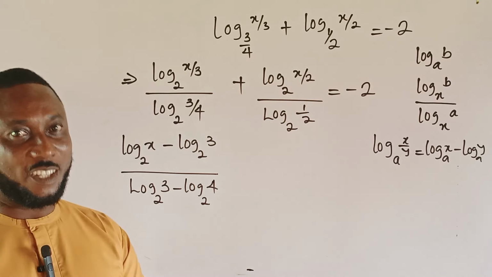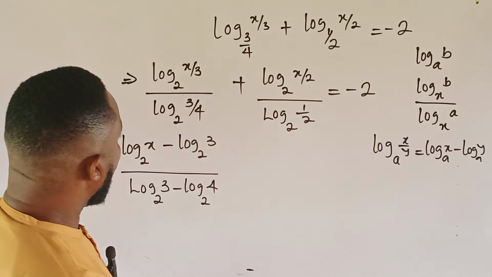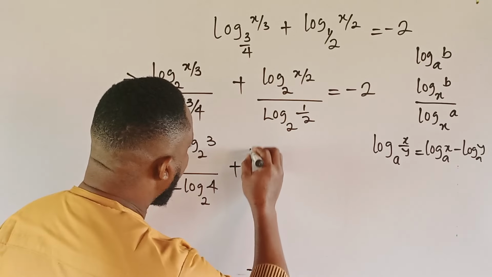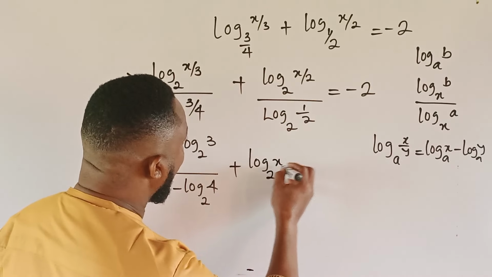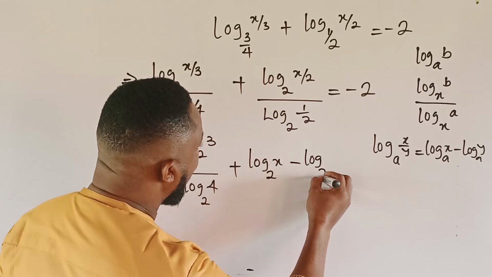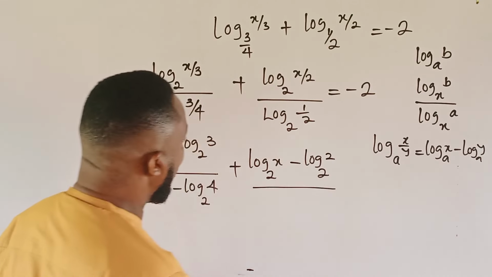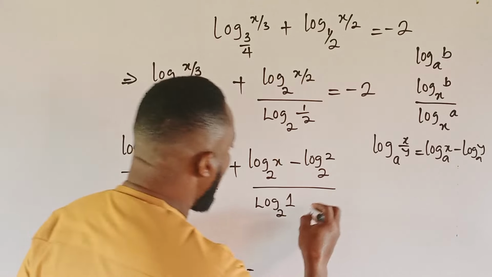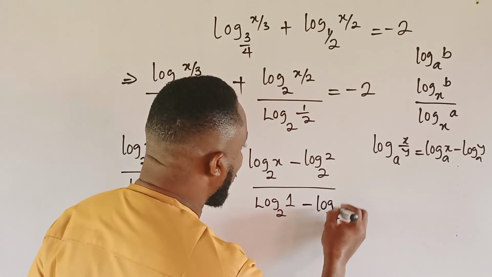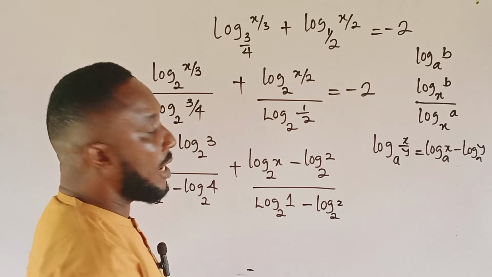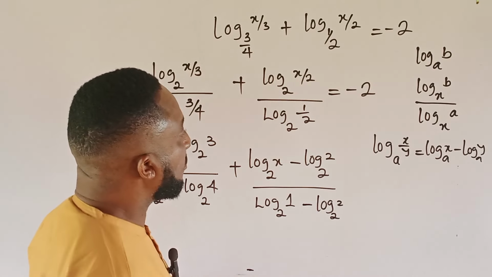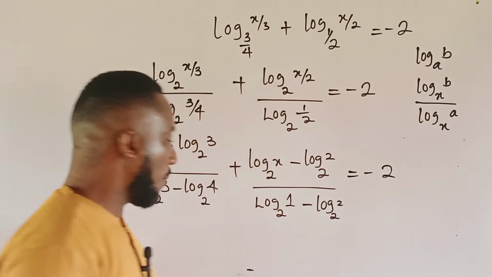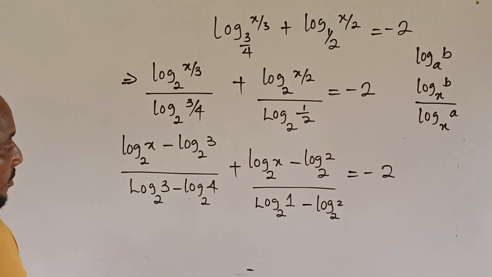And let's take a look at this one and clean it up. So here, I also apply the same division theorem. I'll be having log to the base of 2 of the argument x minus log to the base of 2 of the argument 2, all upon log to the base of 2 of the argument 1 for the denominator minus log to the base of 2 of the argument 2. So everything will be equal to -2. At least we've been able to refine the context of the problem.